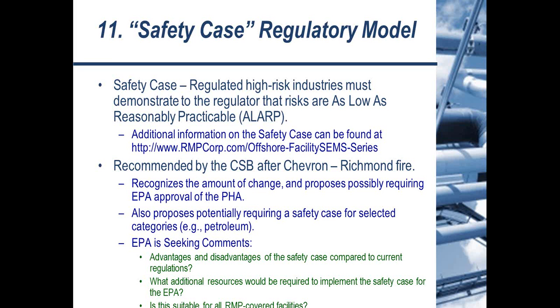EPA is seeking comments on the advantages and disadvantages of the safety case compared to current regulations. What additional resources would be required to implement the safety case? They quote the NRC, which currently has about 100 reactors and about 3,000 other facilities that they're regulating, and they operate at a budget of about $1 billion annually. So obviously with EPA, they have quite a few more facilities. What would be the increase in cost from what they currently run at? And is this suitable for all RMP covered facilities? Like I said, there are higher risks in, say, refineries than some of the other facilities. Would it be more appropriate just to regulate a safety case at these high-risk facilities?